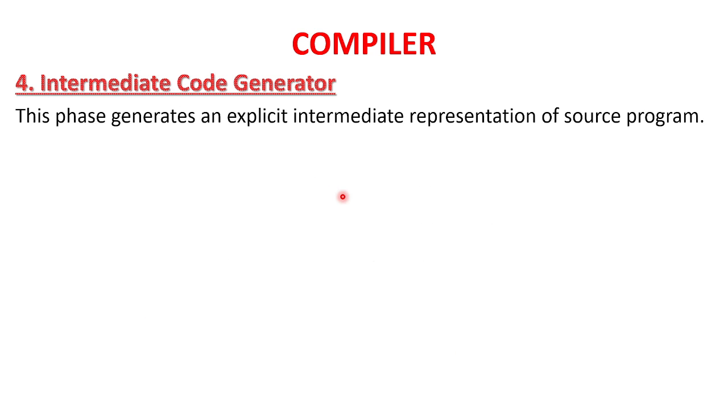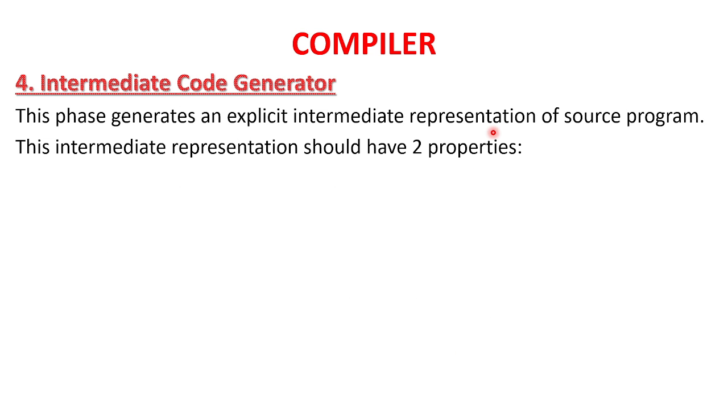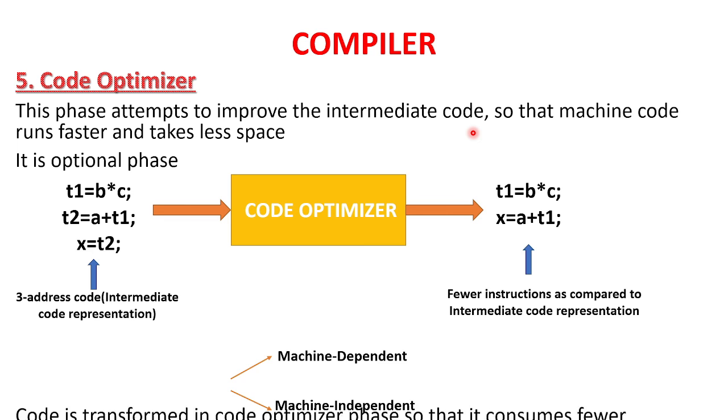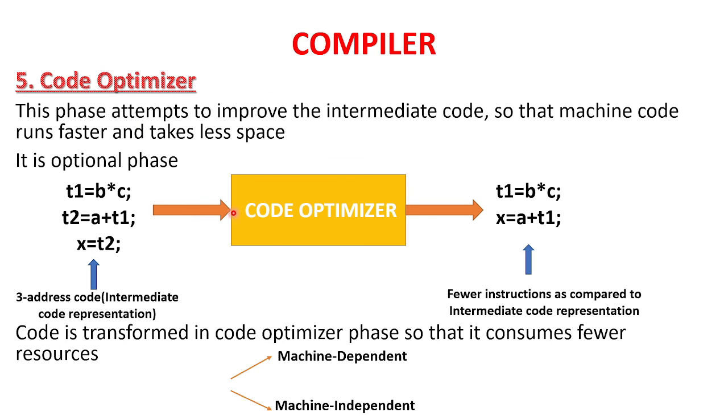So this phase generates an explicit intermediate representation of the source program. Intermediate representation should have two properties: it should be easy to produce, and easy to translate into the target program. Next is the code optimizer. This phase is an optional phase, not compulsory, and it attempts to improve the performance of the intermediate code so that machine code runs faster and takes less space. So code is transformed in the code optimizer phase so that it consumes fewer resources. There are two types of code optimizer, machine dependent and machine independent.